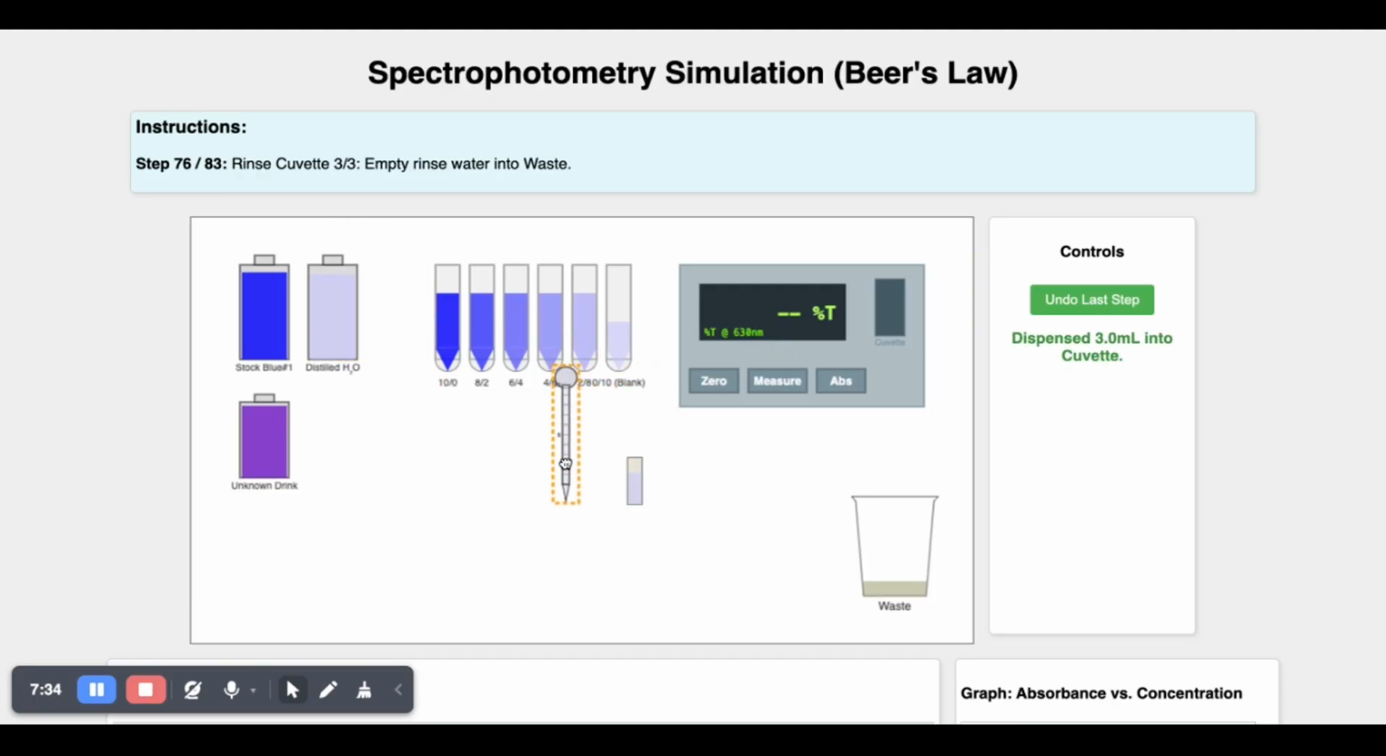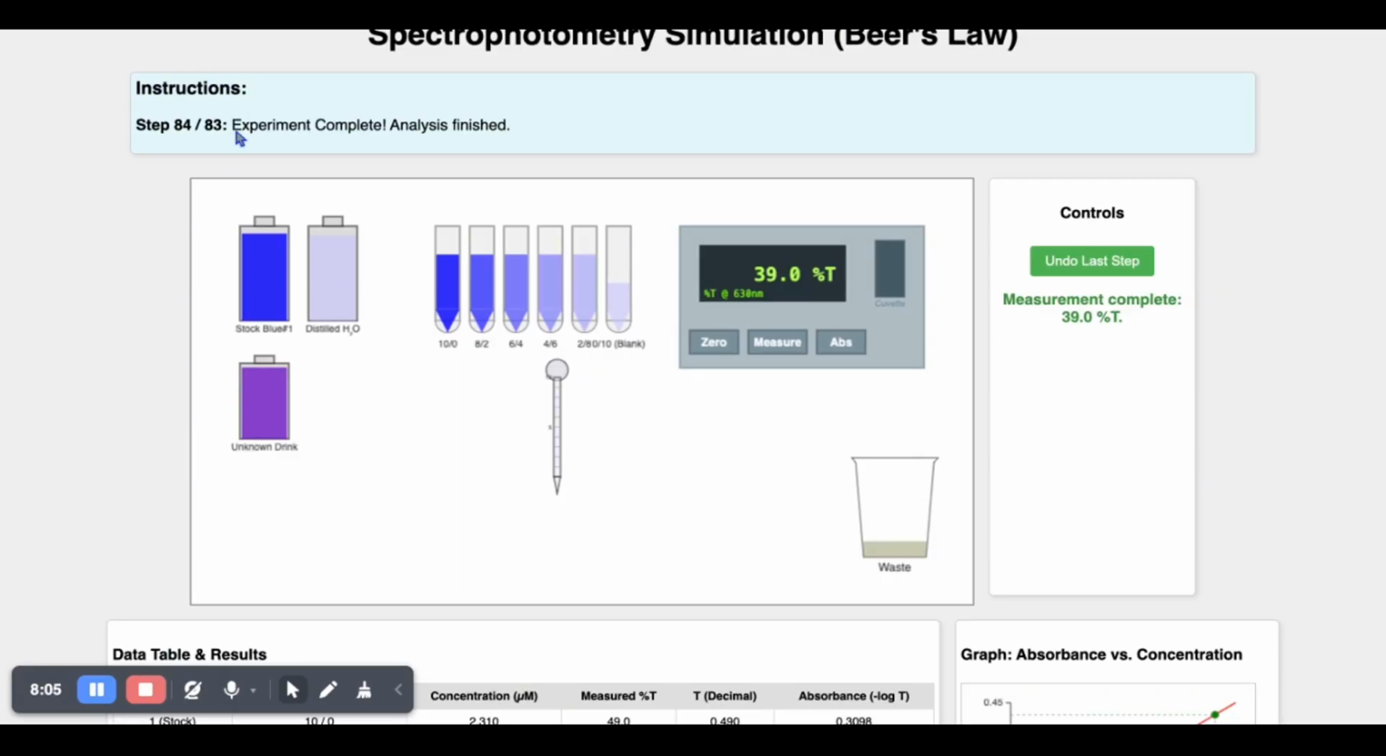I'm going to make sure to clean the cuvette just like before, and now I'll be measuring the unknown solution. Now I'll be grabbing some from the unknown, putting it into the cuvette, and inserting it into the spectrophotometer. Now I'll be clicking measure to obtain the absorbance of the unknown sample. As we can see, it's 39%. Now our experiment is complete.